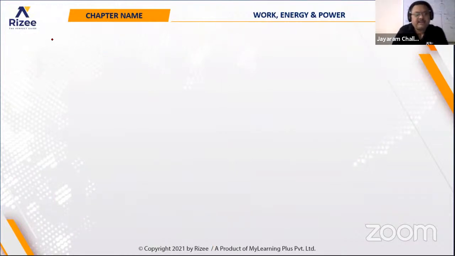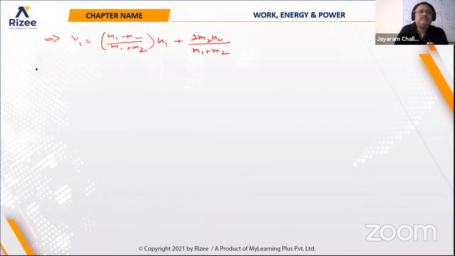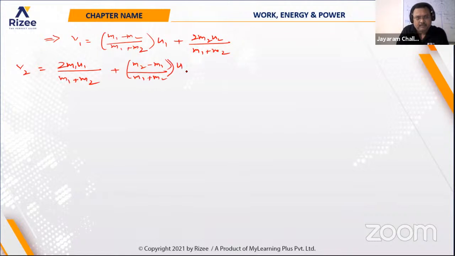There are different cases in these elastic collisions. So what are these different cases? As we have written the formulas, V1 is equal to (m1 minus m2) by (m1 plus m2) into u1, plus 2 m2 u2 by (m1 plus m2). And your second velocity V2 can be written as 2 m1 u1 by (m1 plus m2), plus (m2 minus m1) by (m1 plus m2) into u2.